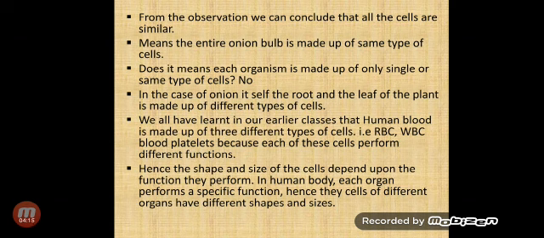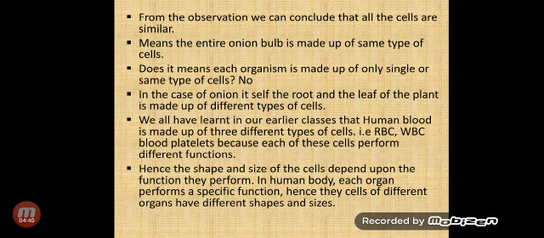Then does it mean that the entire onion plant is made out of the same type of cell? No, that is not the answer, because the onion bulb has a different function compared to the leaf and the roots of the onion plant. So based upon the function the part is going to perform, the cell will also vary in size and shape. And this is not the case only in plants, this applies even to animals.